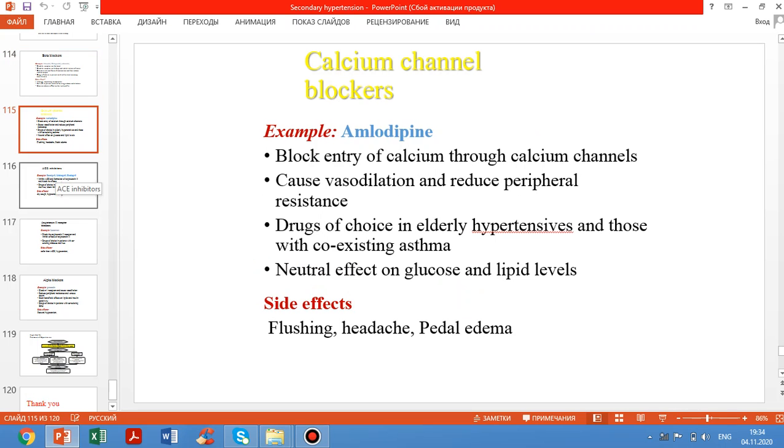Calcium channel blockers: amlodipine. Block entry of calcium through calcium channels. Cause vasodilation and reduce peripheral resistance. Drugs of choice in elderly hypertensive and those with coexisting asthma. Neutral effect on glucose and lipid level. Side effects: flushing, headache, pedal edema.